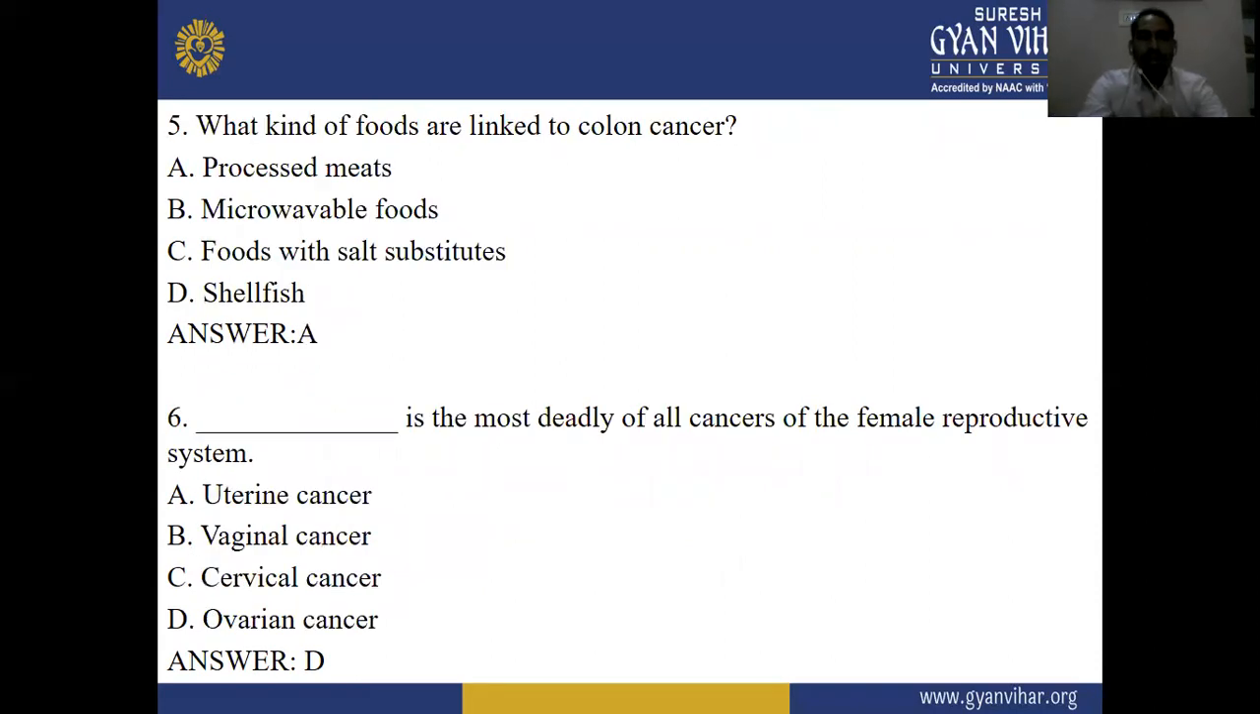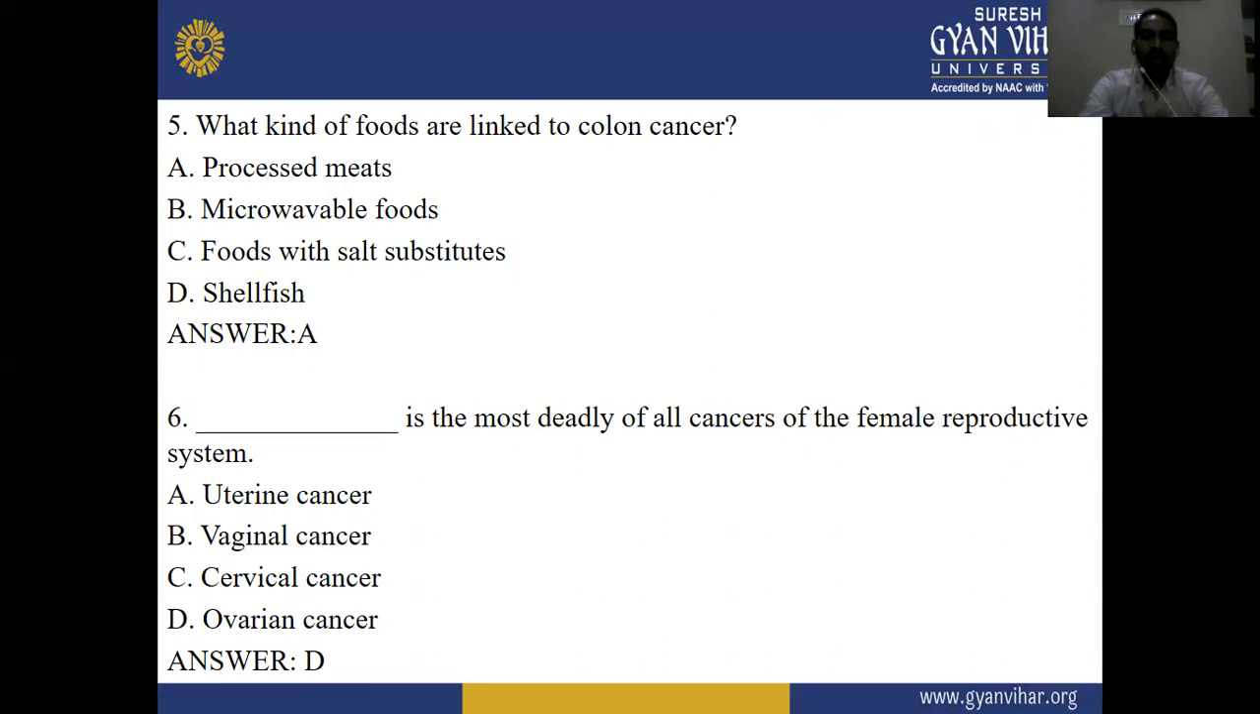Next question: what kind of food is linked to colon cancer? Option A is processed meats, option B is microwavable foods, option C is food with salt substitutes, and option D is shellfish. The right answer is option A. Processed meats are linked to colon cancer.